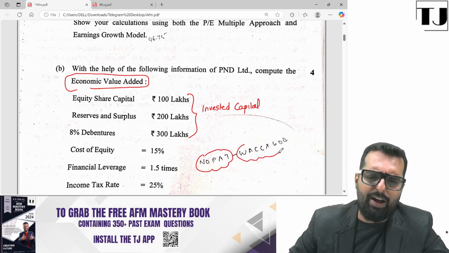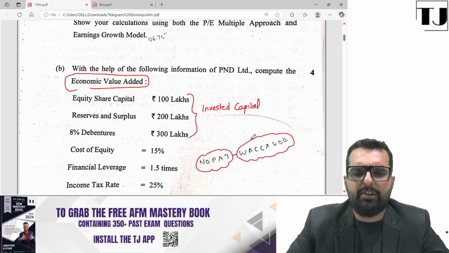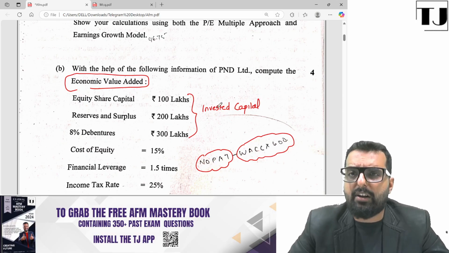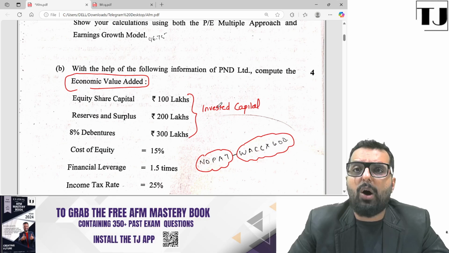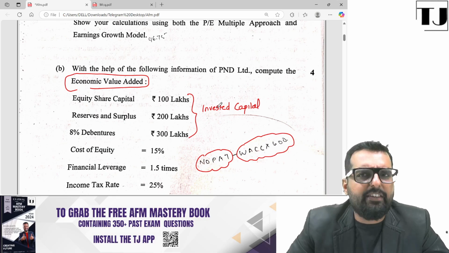You have to find out WACC, and then you have to multiply it with the invested capital, that is 600 in this case. Am I right? So when you do it like this, if you do it correctly, you get full 4 out of 4 marks. Again, a very easy question.